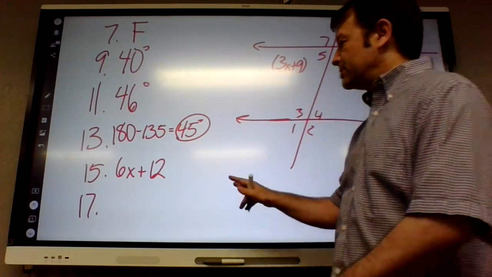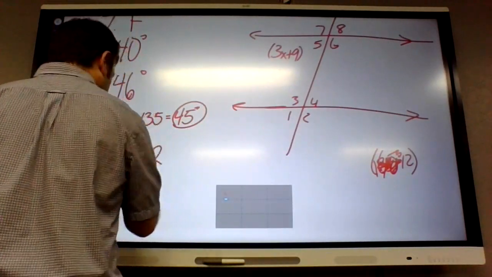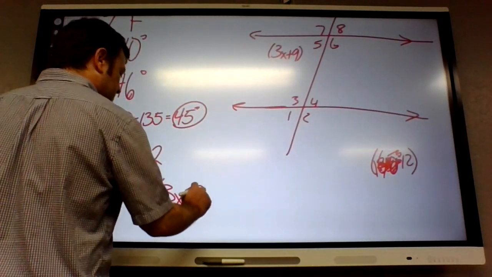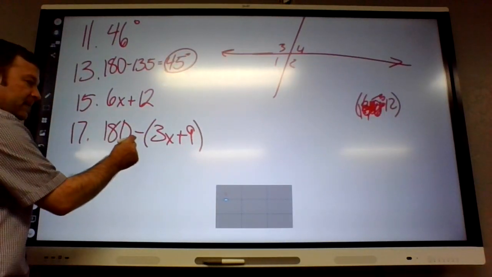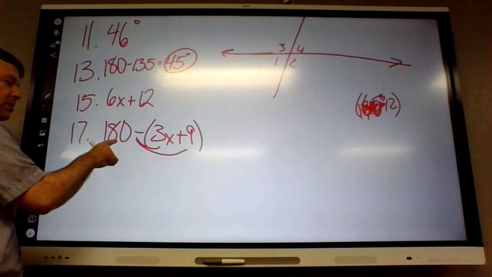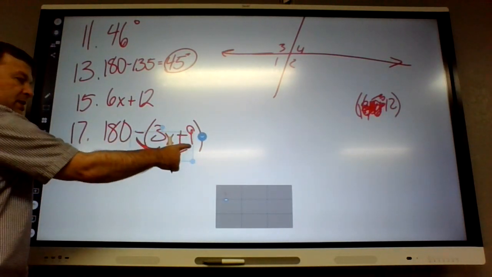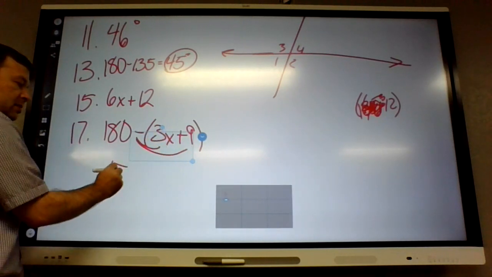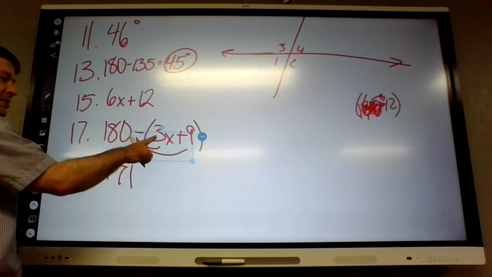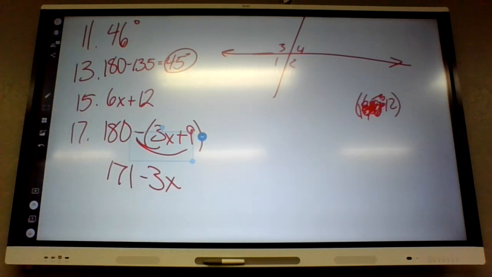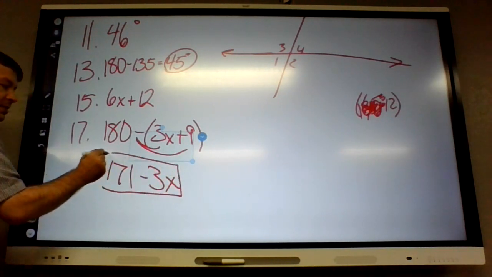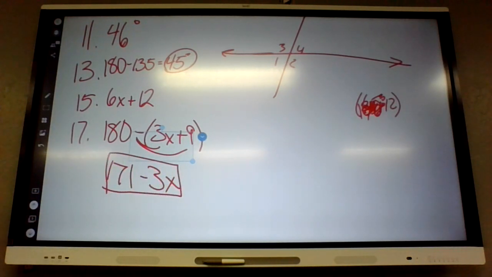So let's take a look at that. It's 180 minus 3x plus 9. We can't really solve this, we just simplify it. Can we simplify this a little bit? You subtract those, so you do 180 minus 9, 171, and minus 3x. So that's the simplified version. That's as much as we can do. Loving that algebra?